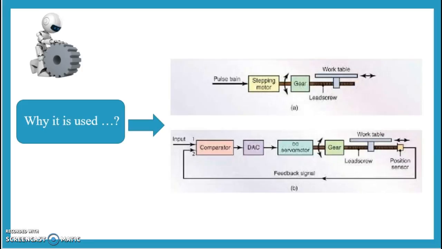But in case of a closed loop system, the position encoder is used, which gives the current position of the work table as a feedback signal to the comparator. The comparator compares the current and required position, gives an error signal and takes corrective action to remove the error. Position encoder increases the accuracy in work.